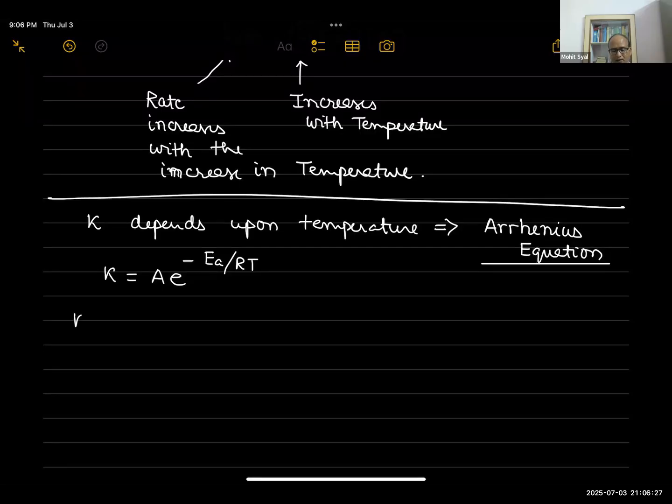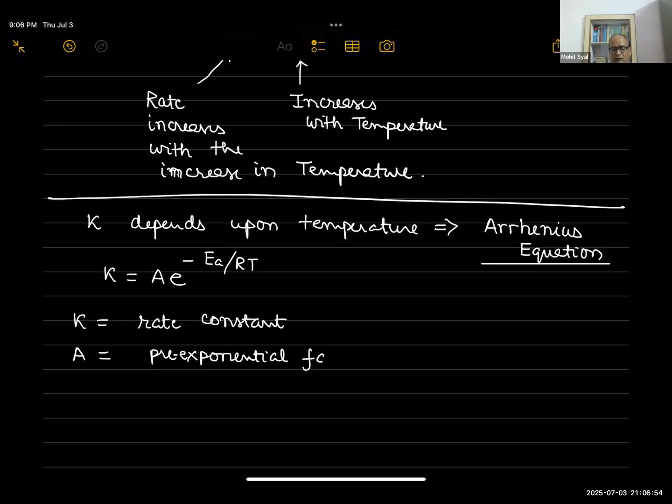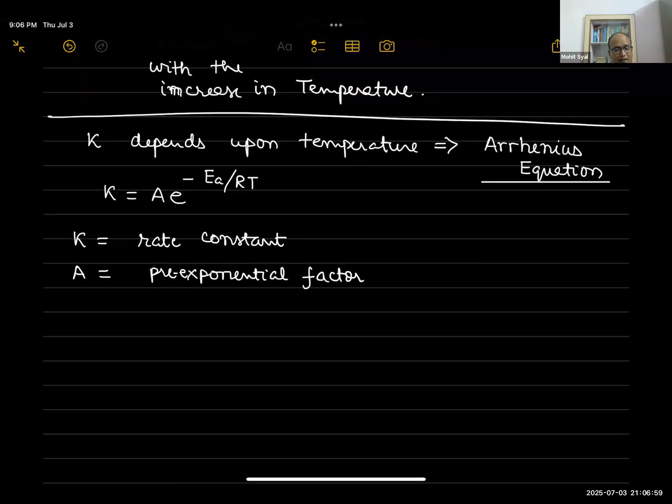This K is the rate constant for a given reaction. A is the pre-exponential factor, as it is before the exponent term.